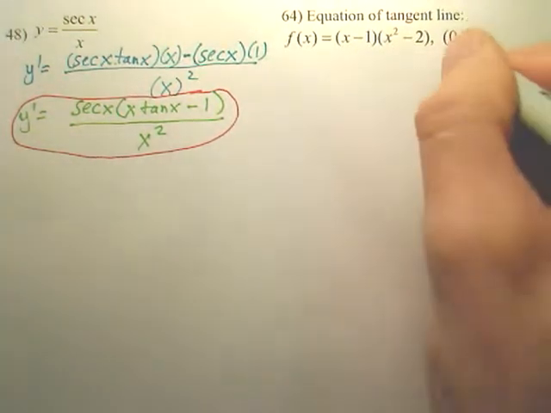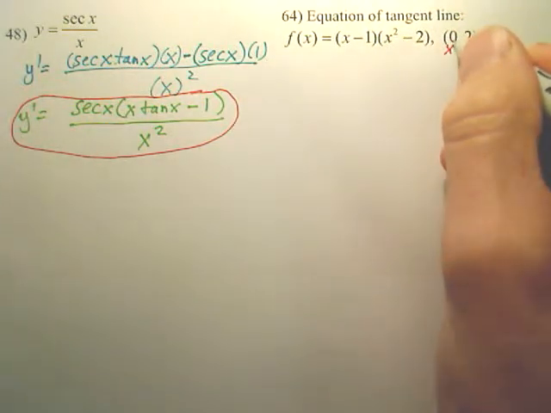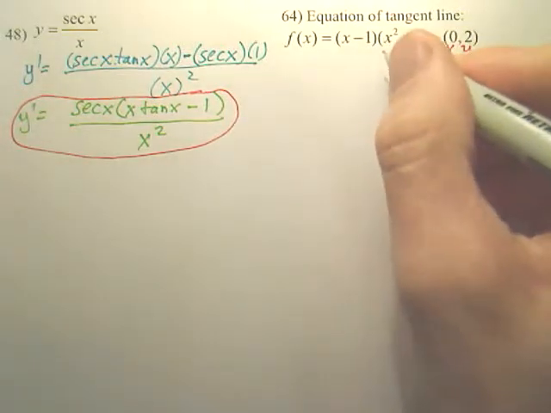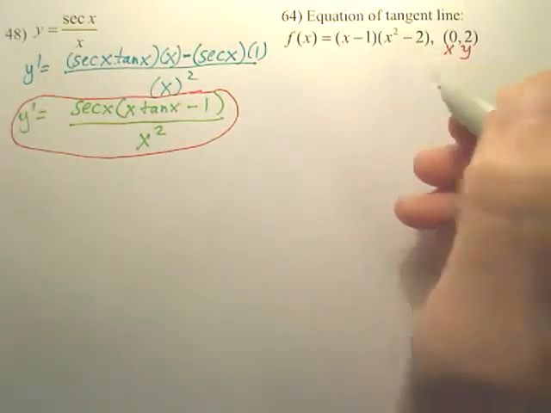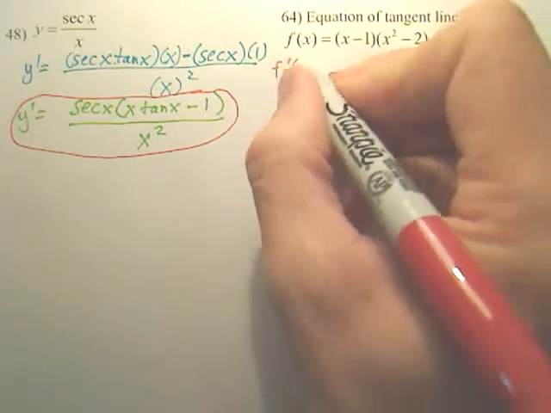is you have x and y already. So all you need is the slope at 0. To do the slope at 0, you find the derivative of this. Now to find the derivative of this, there's two ways. I'm going to first do product rule, and I'm going to show you the other way.